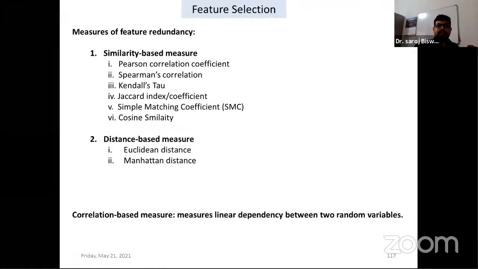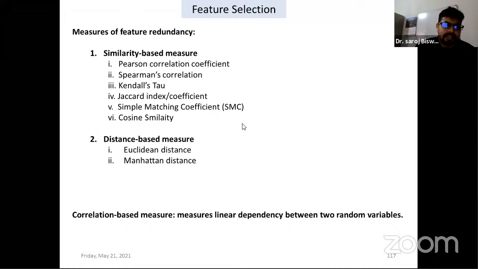So that feature relevance has gone. Now the feature redundancy. How can we find that two features are redundant? In that problem, the size of the database was very small, and we analyzed and found that one of them can be redundant. Now, whenever we have a big database, we cannot analyze by our naked eyes. So for that, we have different kinds of measures.